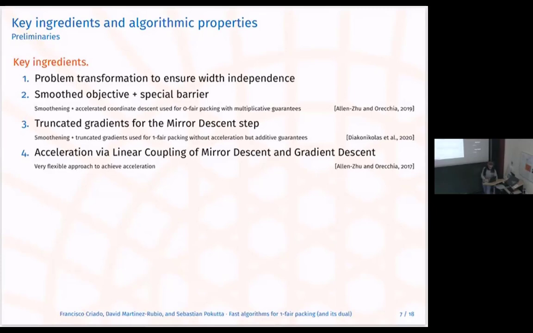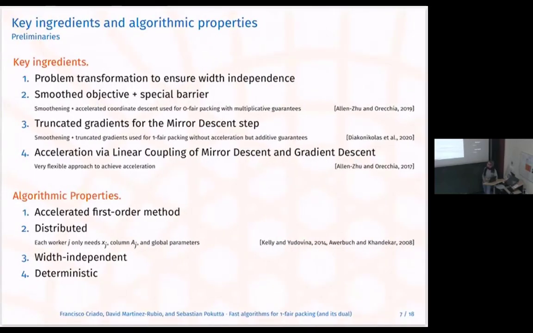All right, so these are the key ingredients. What you get in return is basically an accelerated first order method. The method is also distributed in the sense that if you consider each of the variables x_j separately, they basically only need to know the corresponding column of A and maybe global problem parameters, but nothing else. And you can basically run them completely independent of each other. The algorithm is going to be width independent, which is one of the key things here for us. And it's also deterministic. I mean, there are various stochastic setups also out there, but we care for deterministic algorithms here. So that's a very high level overview of what the corresponding steps are.